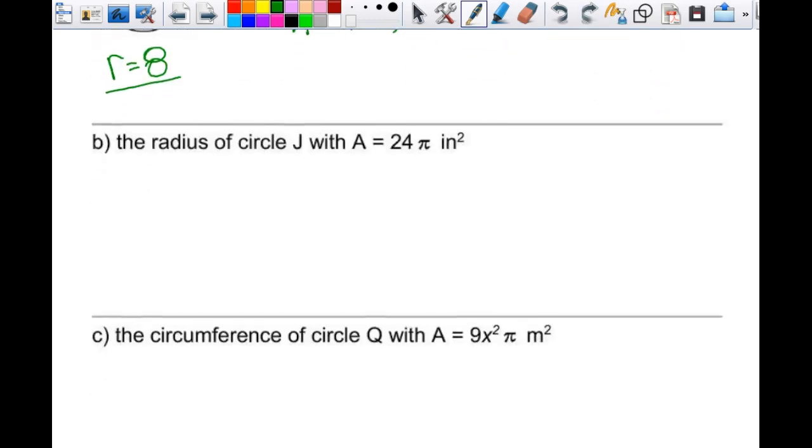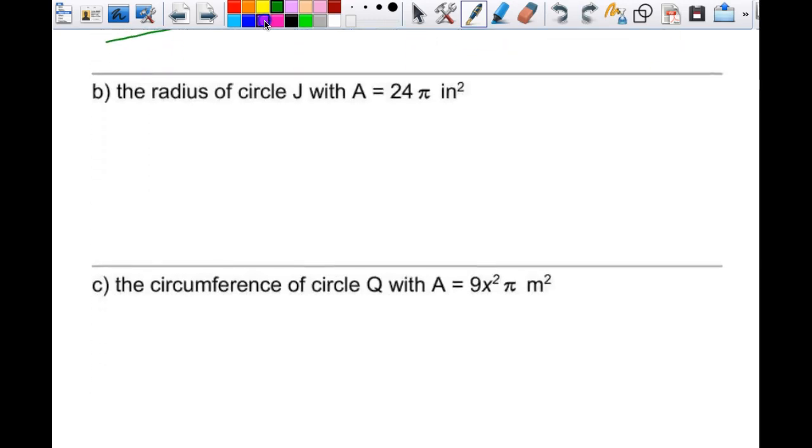Okay. All right, so then the next one says the radius, so I'm looking for the radius of circle J with this area. So I'm using area again. I'm going to write down my area formula. It's equal to pi r squared. Then you substitute in everything you know. This time we know the area. It is 24 pi. That's equal to pi r squared. Well, I'm going to need the radius, so can I go ahead and take the square root of both sides?